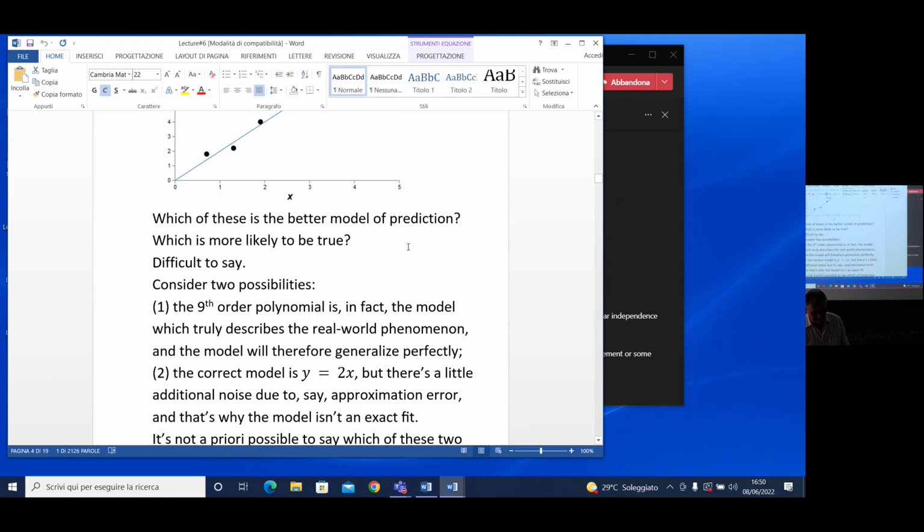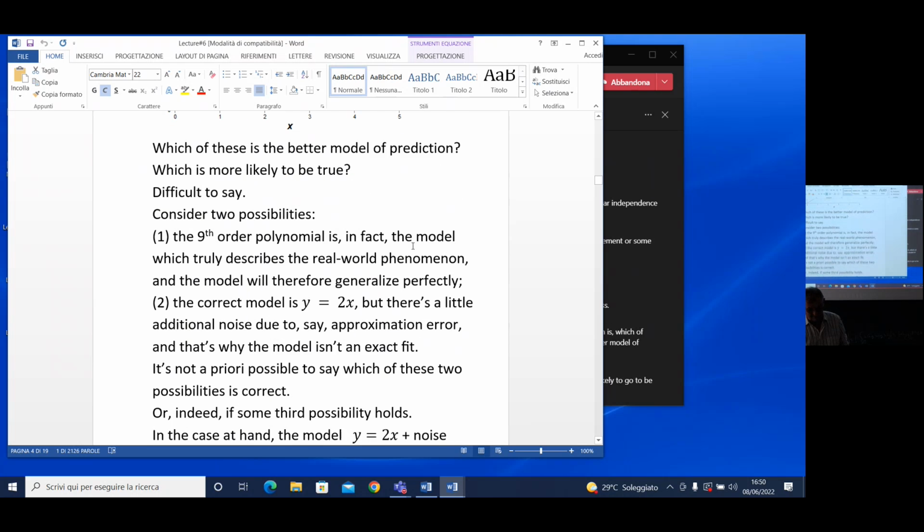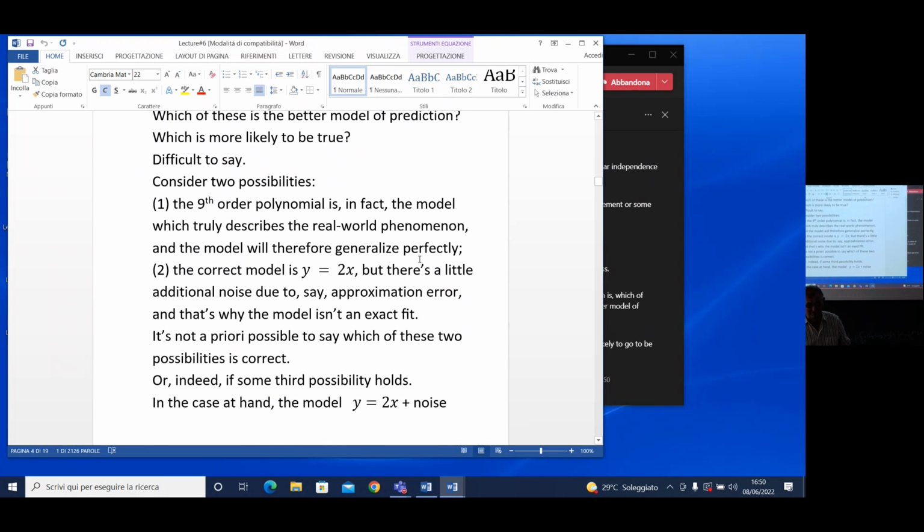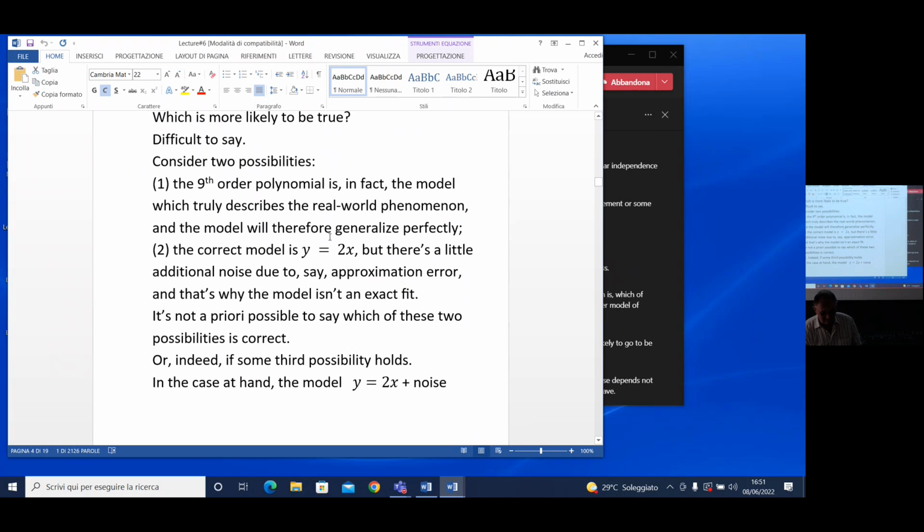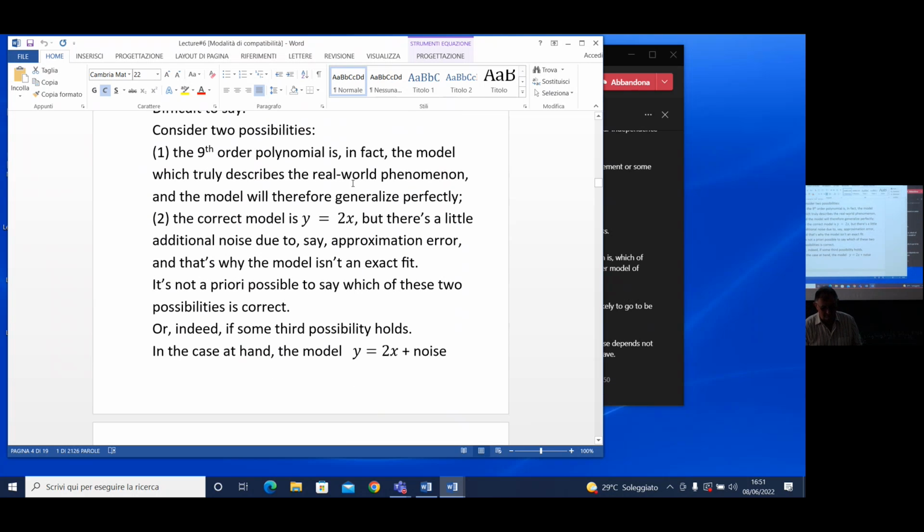Add to this process. The question is, which of these is the better model of prediction? Which is more likely to be true? It depends, of course. Not possible to say. So consider two possibilities now.